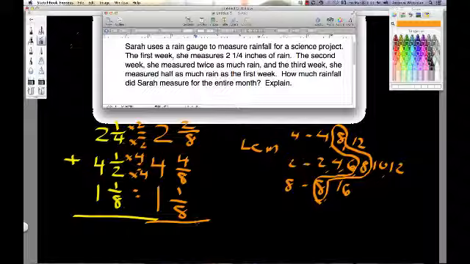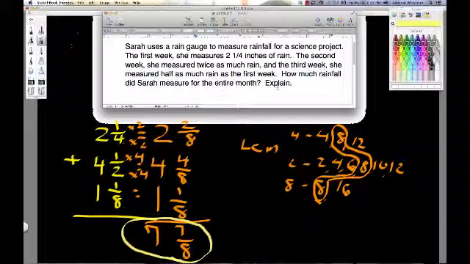Okay, so now we can add. So now we have 2 eighths, 4 eighths, and 1 eighth. 2 plus 4 is 6, plus 1 is 7. This is 7 eighths. 2 plus 4 is 6, plus 1 is 7. Our final answer is 7 and 7 eighths.